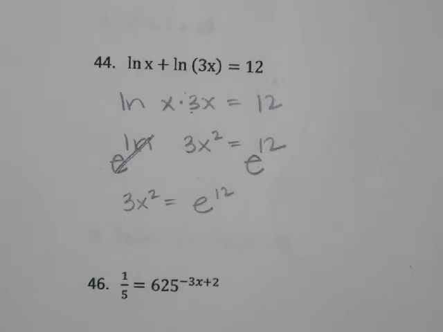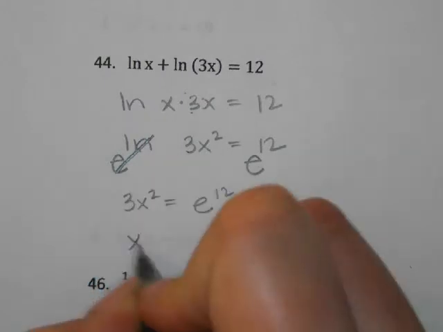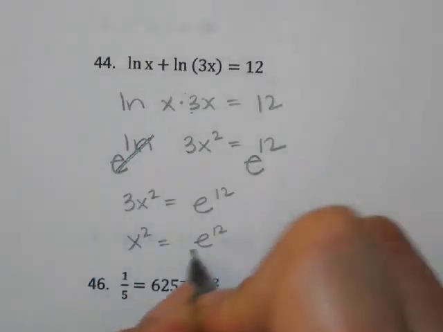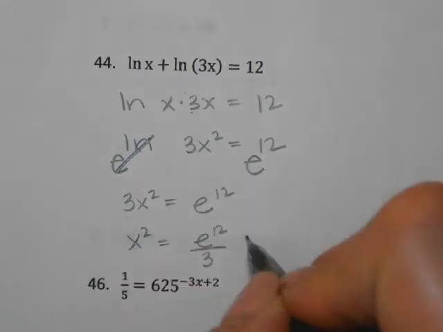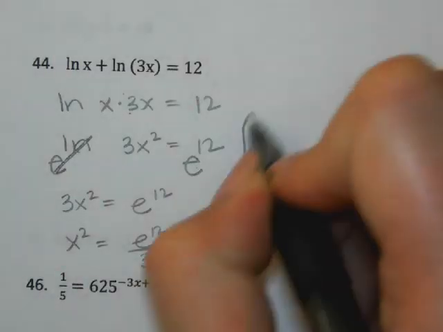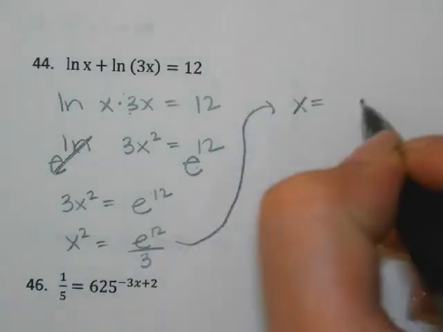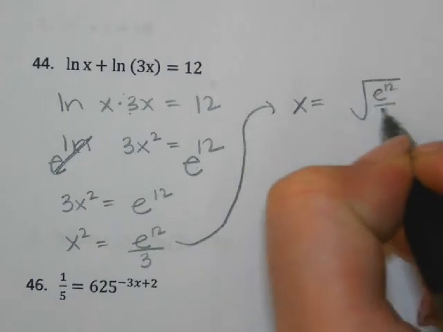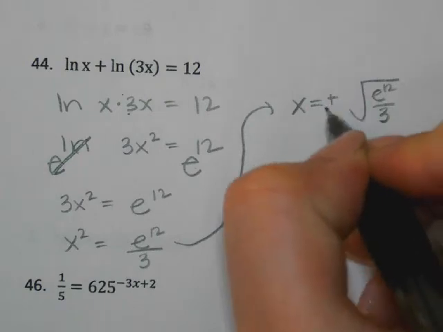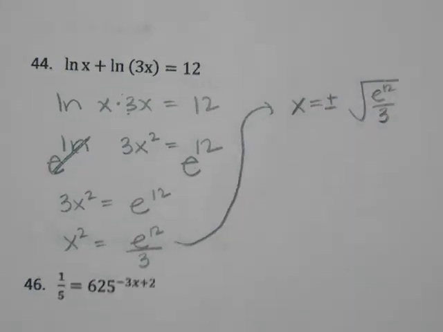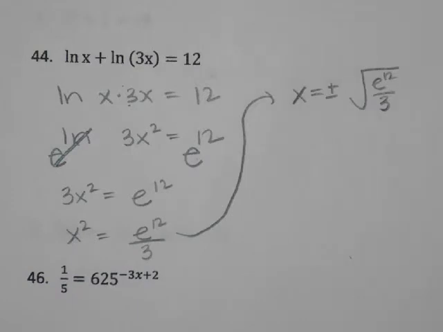And then what do we do? Divide by 3. So x squared equals e to the 12th over 3. And then what do we do? Square root. This was a good one. It's harder than it looks. x equals the square root of e to the 12 over 3. And what should I put in front of my square root? Plus or minus? No dead ducks here. Do we box those answers and call them good?